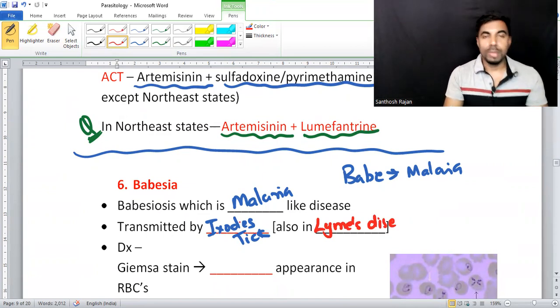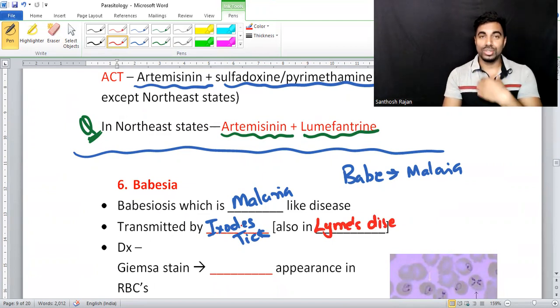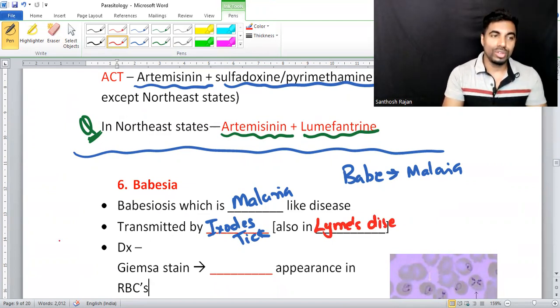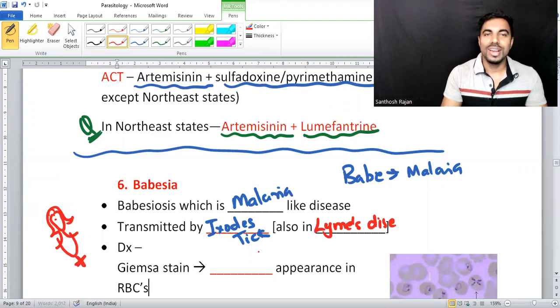Giemsa stain. So what does the baby like? What does she like to wear? She likes to wear something beautiful. This is a baby, the beautiful baby. What does she wear? She wears a cross. What cross?